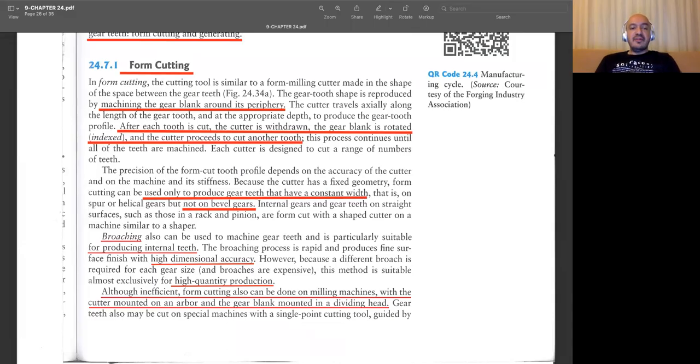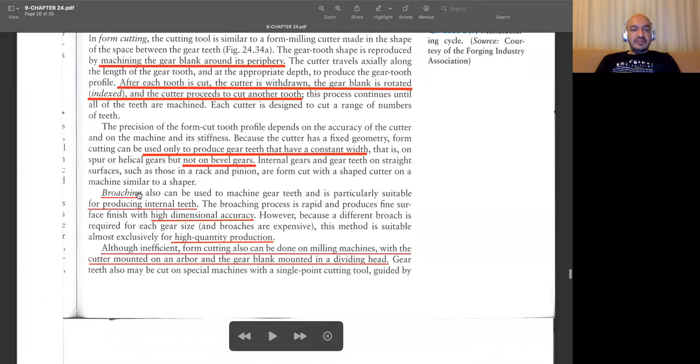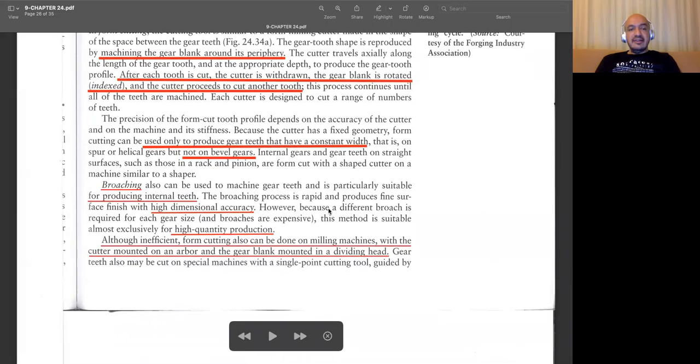generating type manufacturing. And we discussed broaching, if you remember. It's highly suitable, especially for internal teeth, and its accuracy is quite fine. If it's possible for you, you may go with broaching. It's a highly simple process, but the thing is that you need to have a special tool and a special machine. So if the number is low, then you may not use broaching. But if you are doing medium-sized production or mass production, then broaching might be the best option for your gears.